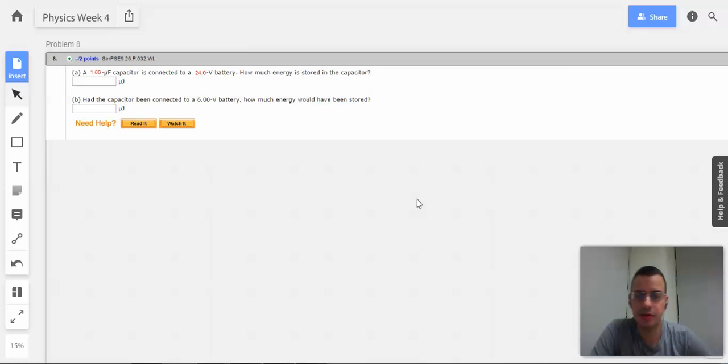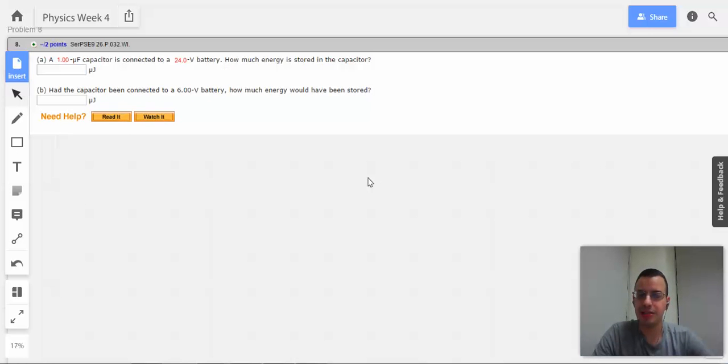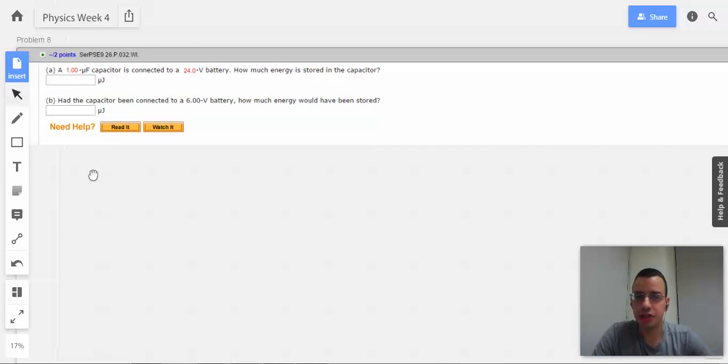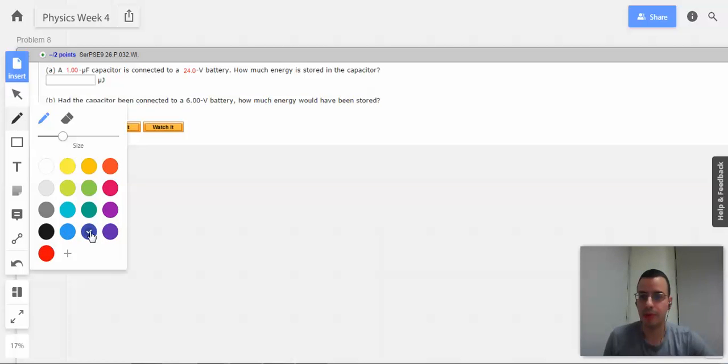Problem 8. A 1 microfarad capacitor is connected to a 24-volt battery. How much energy is stored in a capacitor? This is why you should discharge capacitors before you touch them. Alright, so this is a pretty easy problem. You can just look at the formula, throw in the numbers, and get it. But there's actually a lot of information packed in here, which is probably worth discussing.